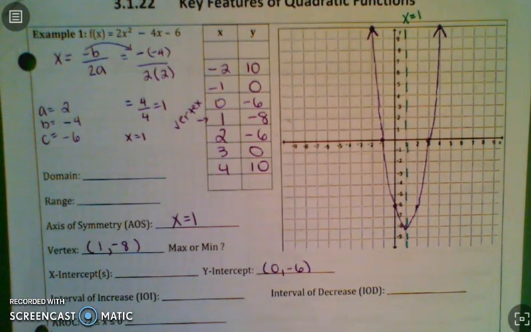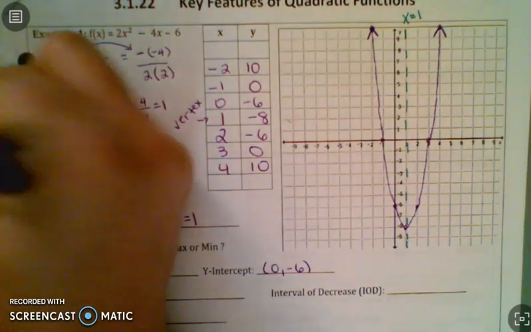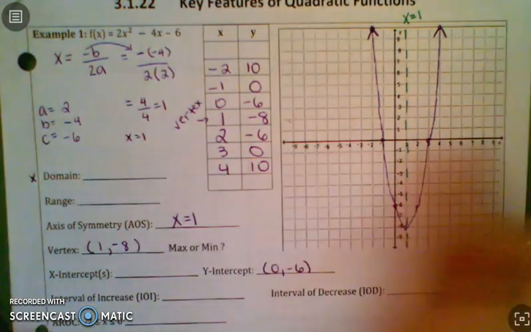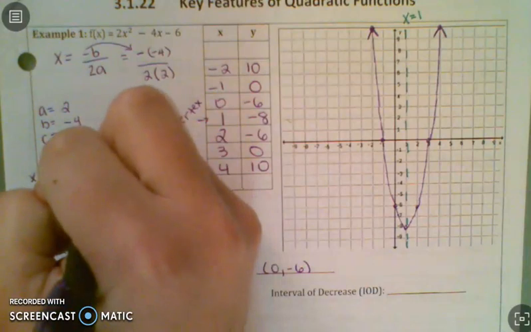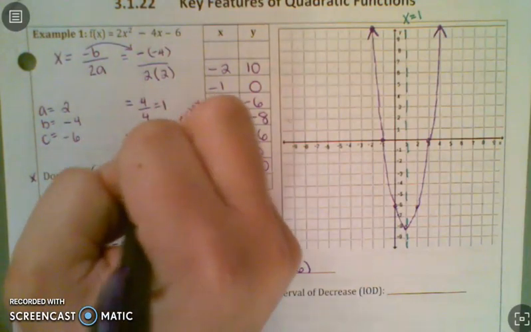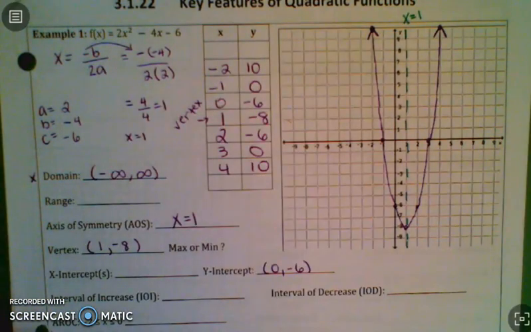So from here, I can figure out my domain, range, and everything else basically. Your domain for these is always your x values. And for these, my x's are going to go on forever. This graph is not going to stop. So your domain is going to be negative infinity to infinity.